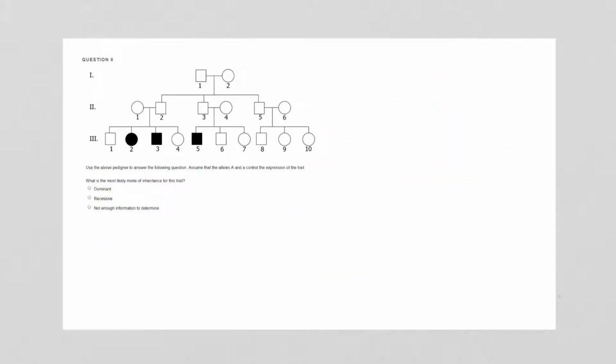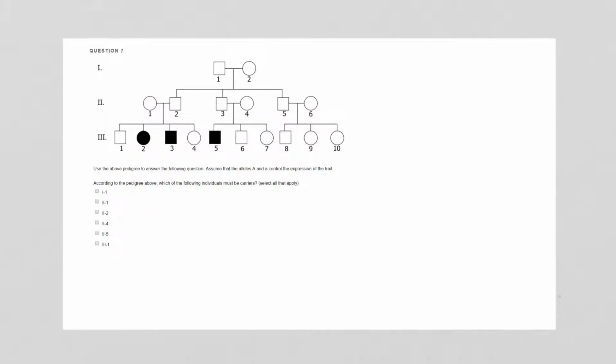In question 6, we want to know what is the mode of inheritance on this particular pedigree. This one, if you look here, we've got a couple examples where you have two parents that don't have it, but then they have children that do. Another case over here, two parents that don't have it, a child that does. This is very characteristic of a recessive pedigree.